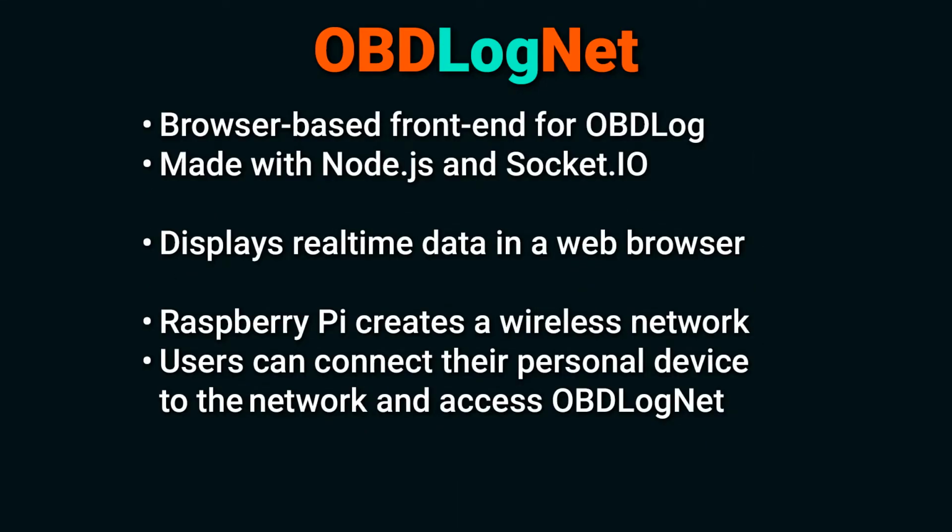The second piece of software I wrote for this project is called OBDlogNet. It's a browser-based front-end for OBDlog which displays parsed data in real time. OBDlogNet can run locally on any computer connected to the UART, but for my system, I wanted any user to be able to access the real-time data wirelessly. To this end, the Raspberry Pi connected to the UART creates a wireless network. By connecting to this network and pointing their browser to the local IP address of the Pi, they can access the OBDlogNet frontend on their own device.